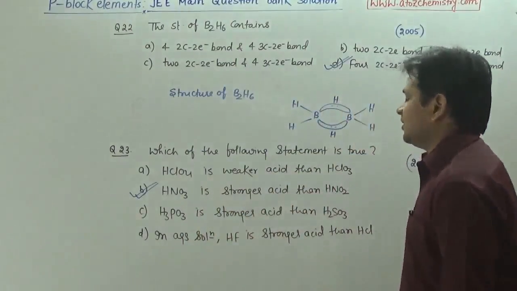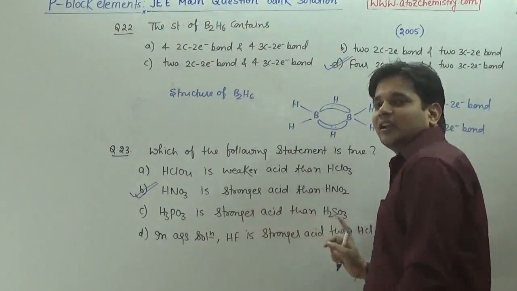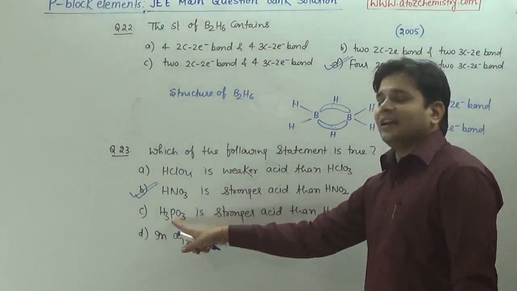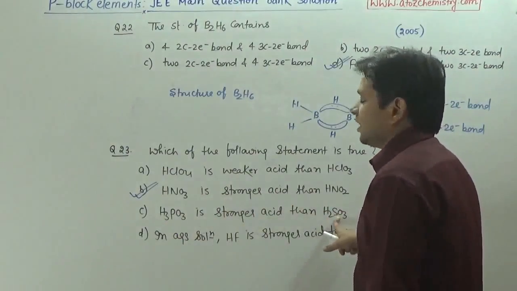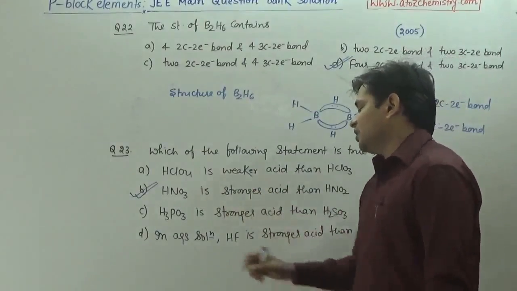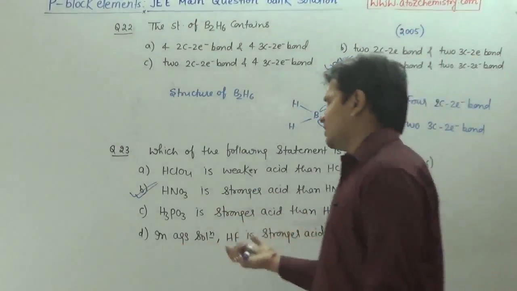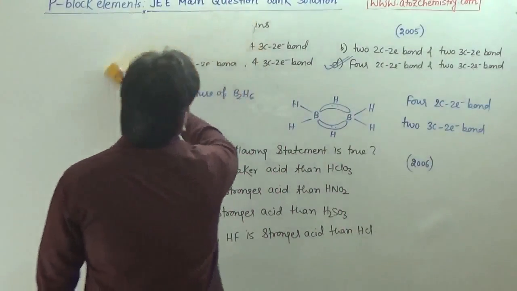H3PO3 is a stronger acid than H2SO3. Again wrong, because the number of oxygen atoms is the same, so you have to look at the electronegativity of the central atom, and the central atom is more electronegative in sulfur, H2SO3. So this is stronger rather than this one. In aqueous solution, HCl is stronger, not HF. So B is the correct option.